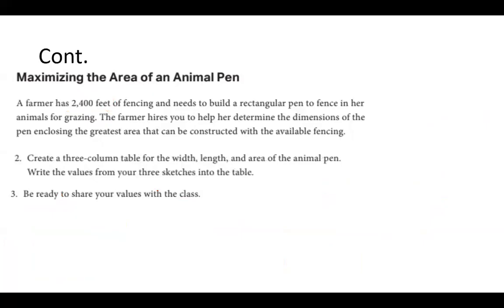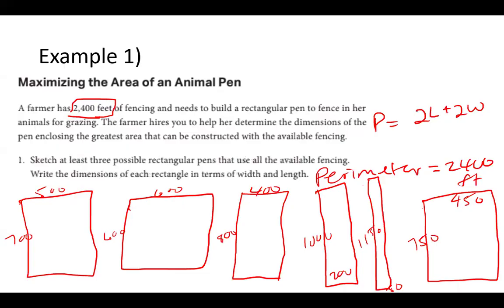All right. In order to make our function, we have to start with creating a table, correct? So we're going to make a 3-column table. In this 3-column table, we're going to write out our width, our length, and our area. We're writing the area because she wants, obviously, to maximize. Now, I'm not judging Rachel or anything, but her little baby design right here, that 1150 by 50, does that appear to be the maximum area?